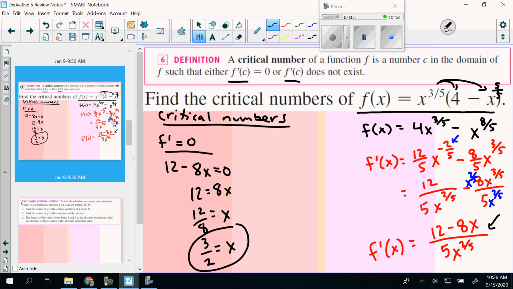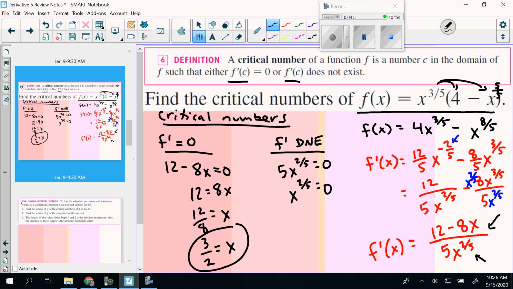The other place we find critical numbers is where the derivative does not exist. So let's see if we got any points there. To get that, we're going to focus on the denominator, because if the denominator equals 0, we can't have division by 0. That point does not exist. So something's going on there and we don't have a derivative. So I'm going to set the denominator equal to 0 to figure this one out. So we can divide by 5. 0 divided by 5 is still 0.